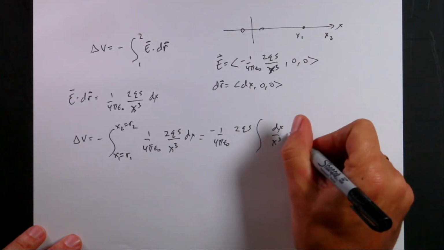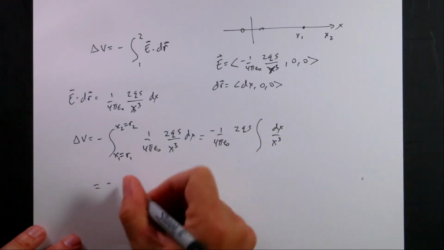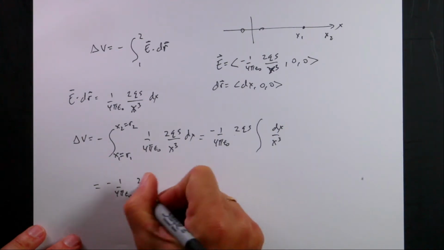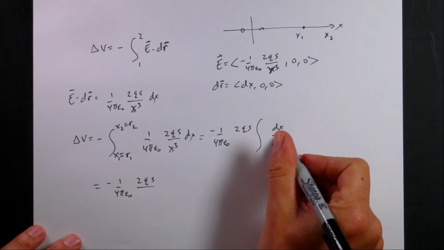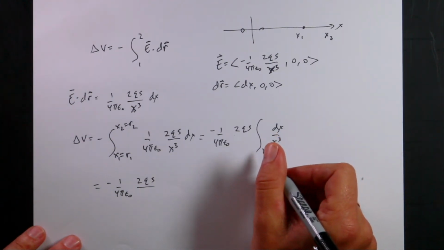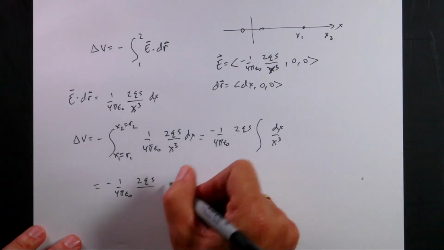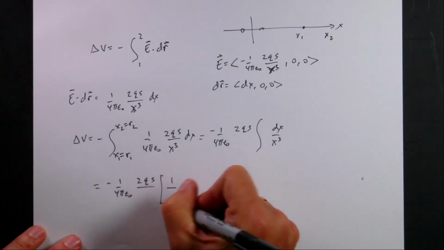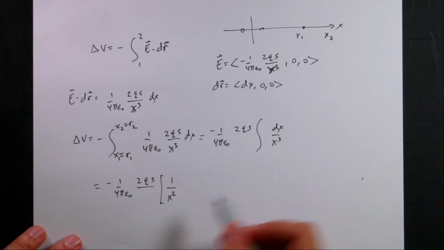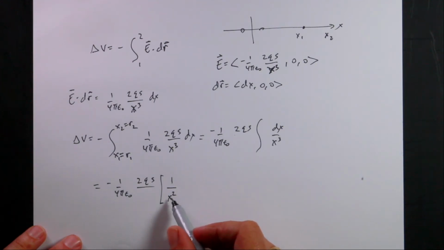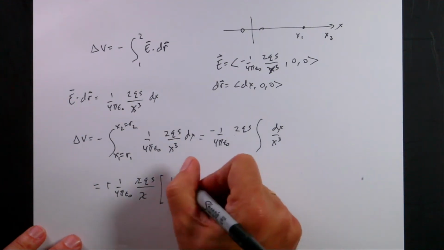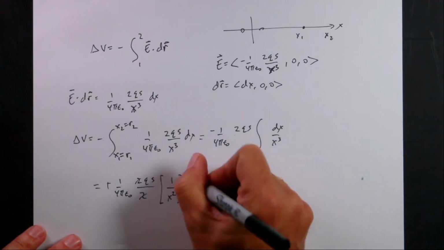And I can integrate that. I get negative 1 over 4 pi epsilon naught, 2qs. And then I'm going to integrate this. This is x to the negative 3. I add 1, and so I get x to the negative 2. So I have 1 over x squared. And then when I take the derivative, I'm going to get a negative 2, so I have to divide by negative 2. Those twos cancel. And this is from R1 to R2.